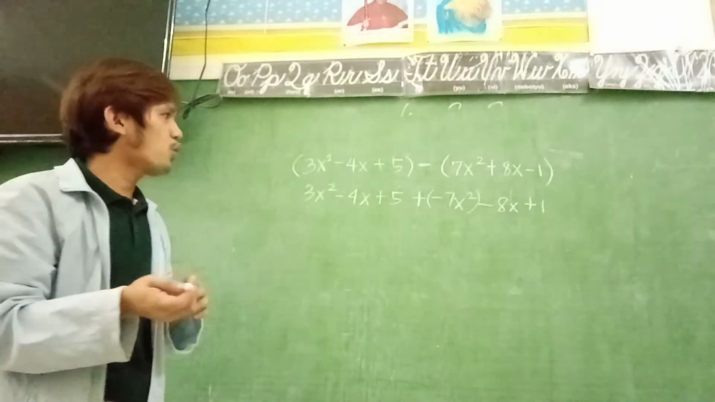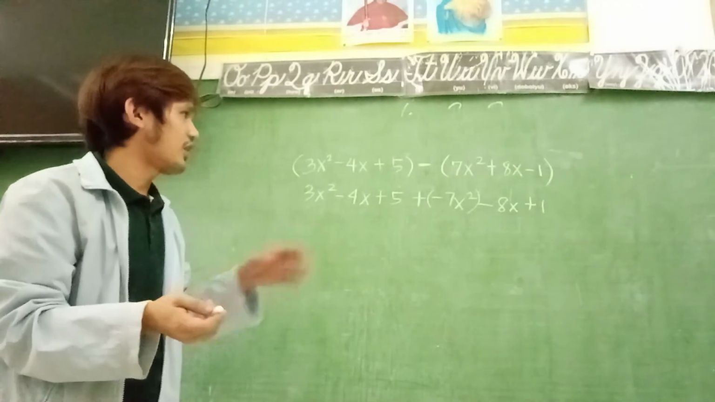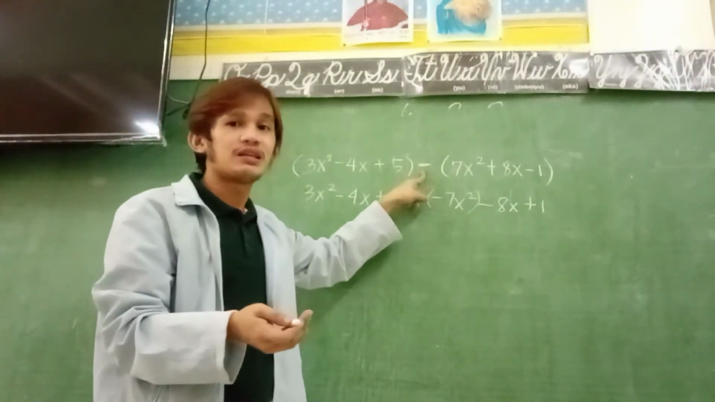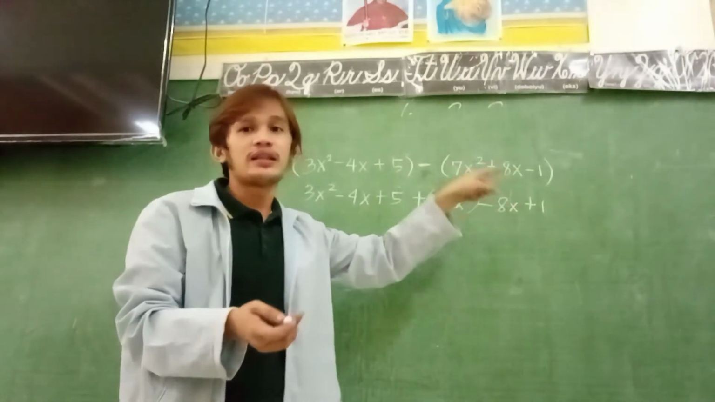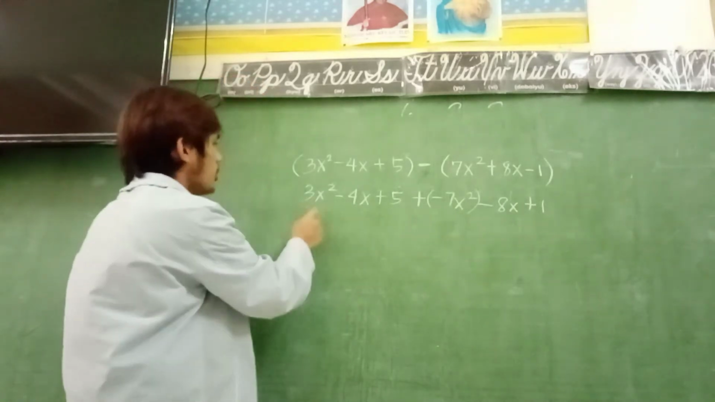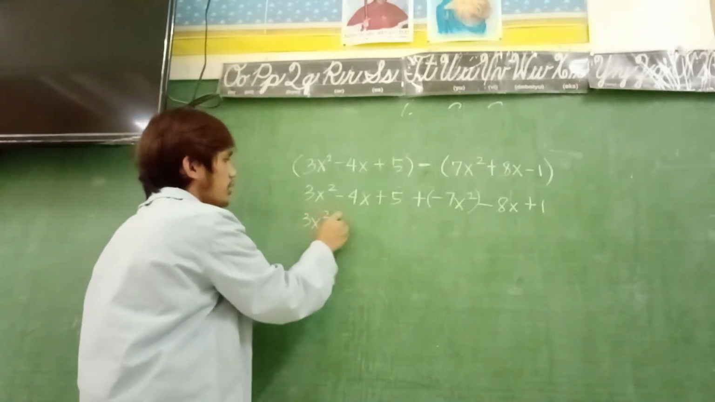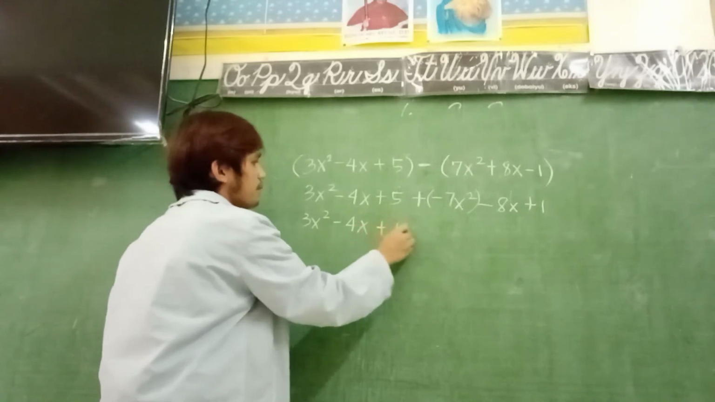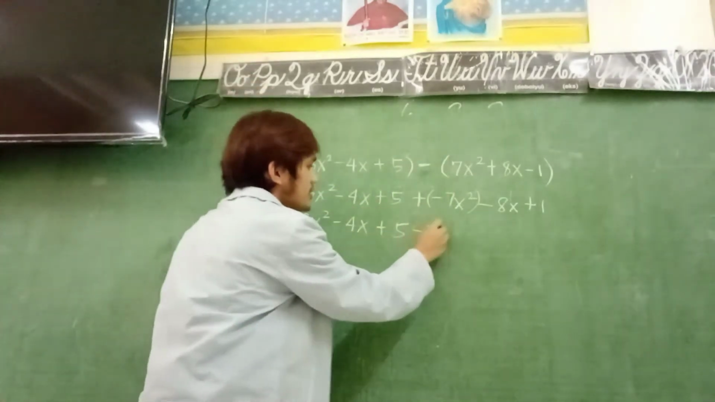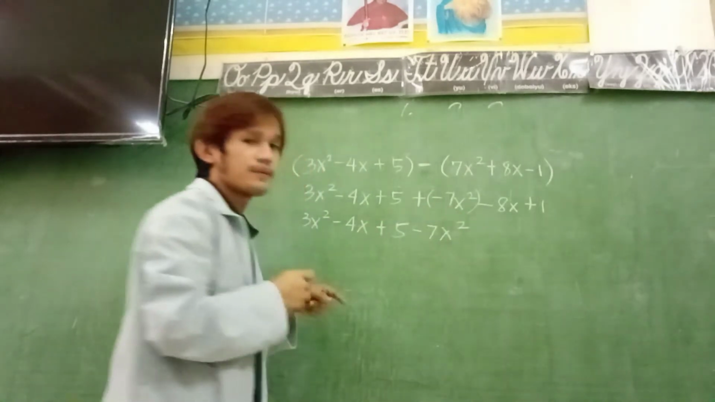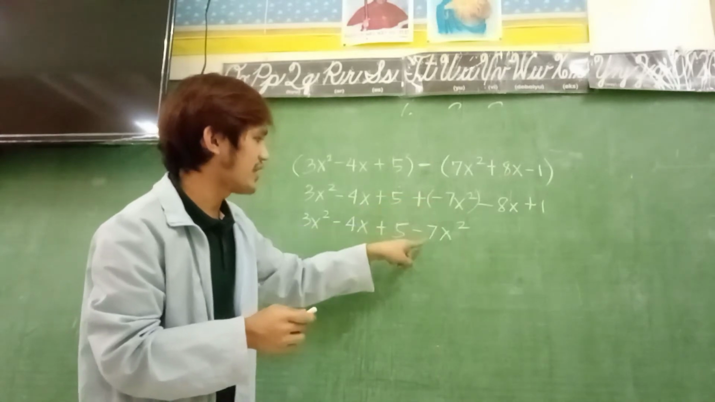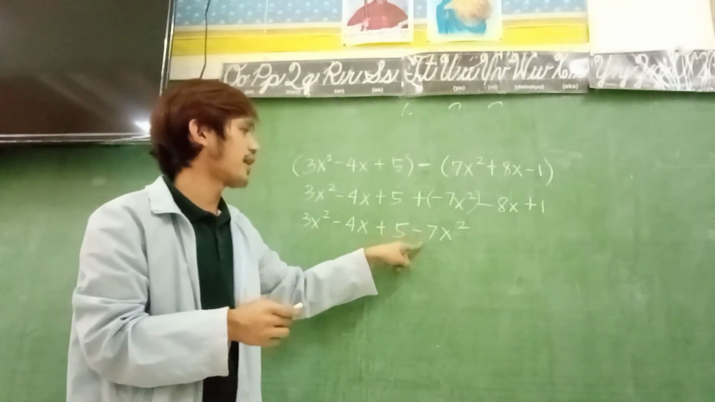So, pwede rin naman po na i-direct na natin. You're just going to multiply the negative sign. Pwede natin i-multiply si negative sign sa lahat ng terms ng ating subtrahend. So, paano yun? So, this will become 3x squared minus 4x plus 5. So, negative times 7x squared is negative 7x squared. Okay? So, kasi ito, we have positive and a negative. So, magiging negative din talaga siya.